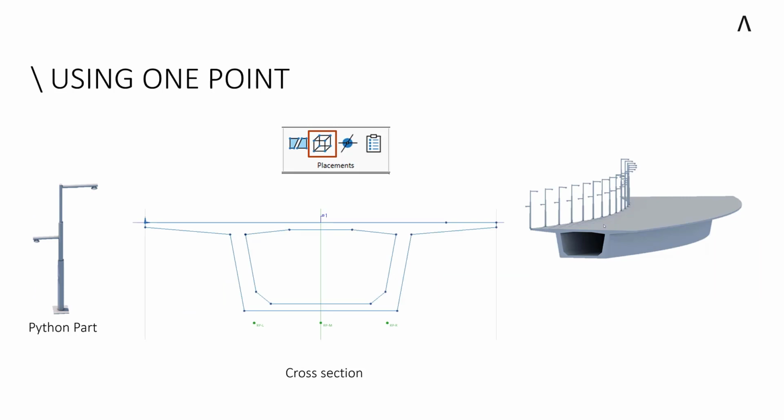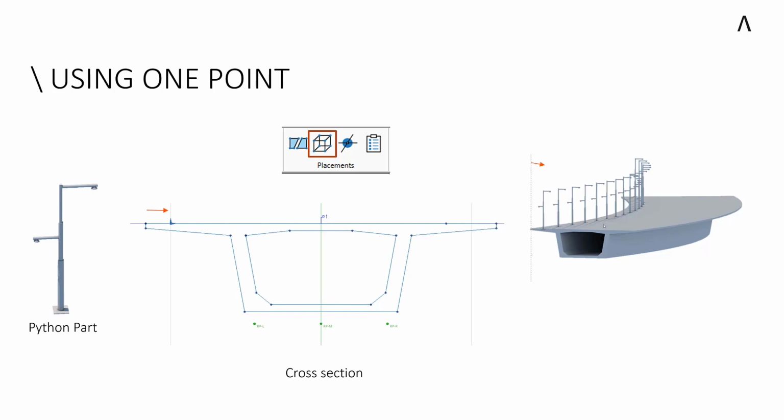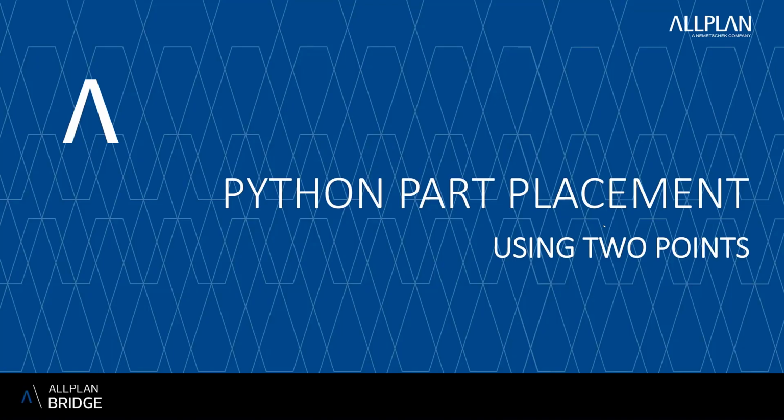Of course, you know by now that Allplan Bridge is parametric, and we said that our PythonPart placement is also parametric. So if I move my point like this, of course, my light should also move without any additional steps required. So this is also one of the main reasons why we should use PythonPart placement.